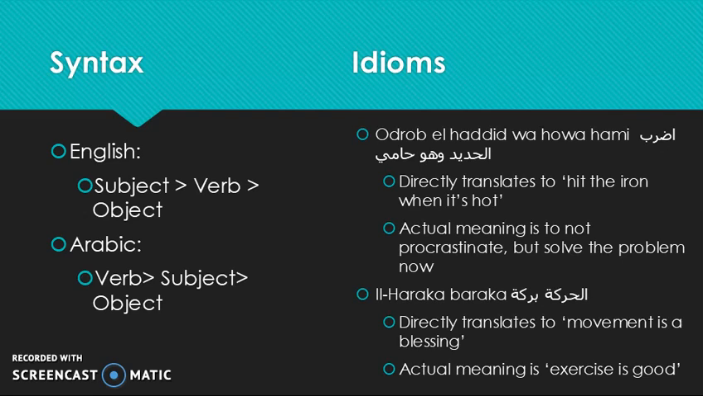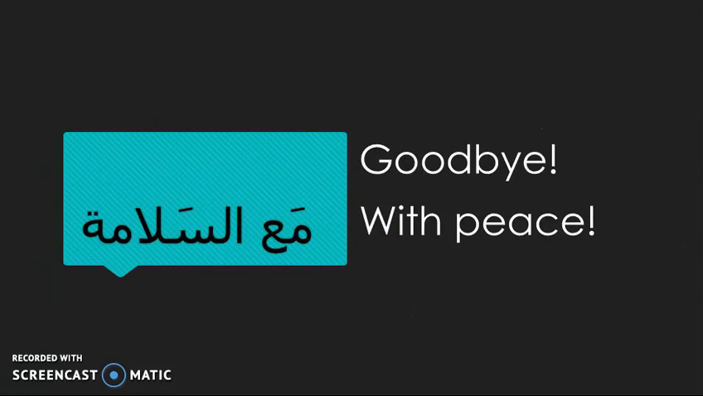The syntax of Arabic is different from English as well. With English, we say subject, verb, object, whereas in Arabic, it's verb, subject, object. They also have some idioms that are very different from ours. The first one, the direct translation being "hit the iron when it's hot," but the meaning is not to procrastinate, but to solve the problem. And then the second one, "movement is a blessing," meaning exercise is good. Like some of the crazy idioms we have in English as well.